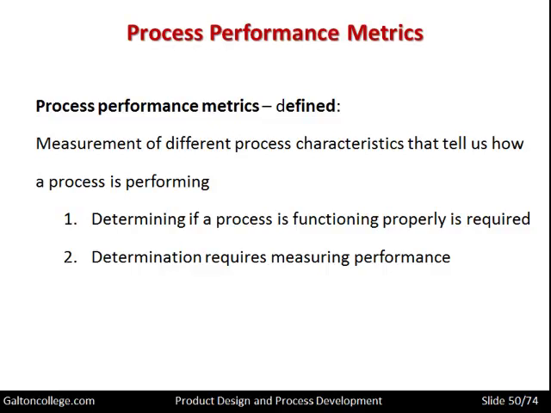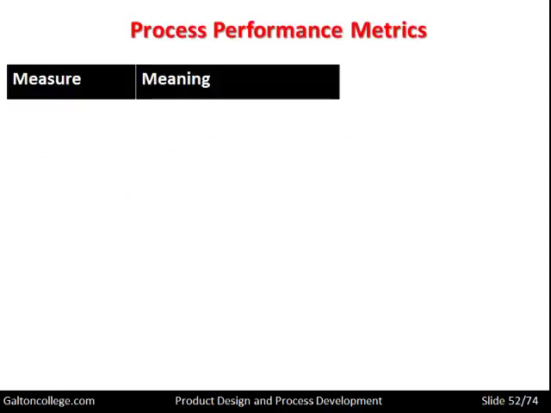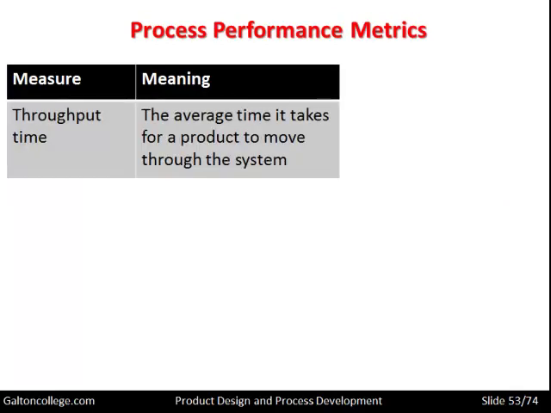Having said that, it's important to have information, providing it's not misleading information. Information facilitates good decision making. So different measures we could use and the meanings. Well, throughput time. It's the average time it takes for a product to move through the system. We call it the throughput time. How long does a product from start to finish, how long does it take?